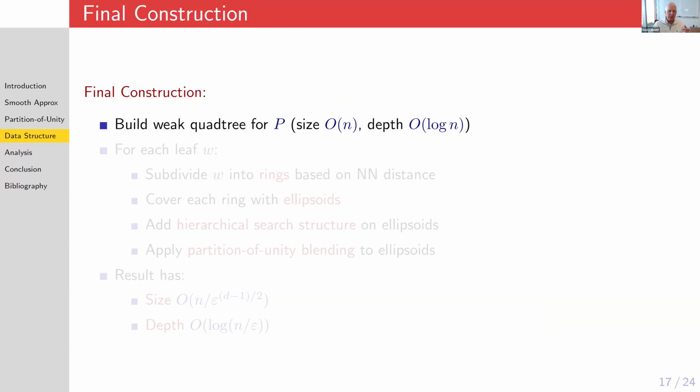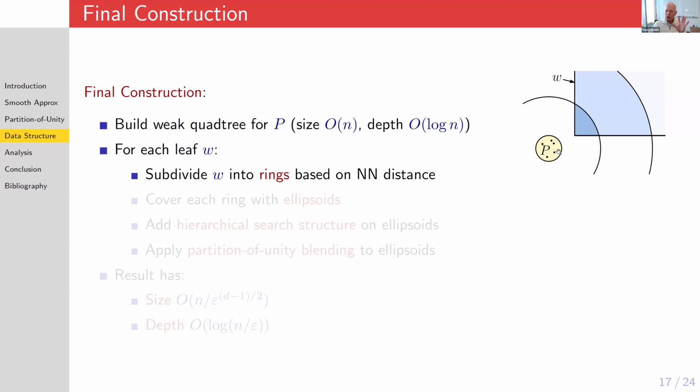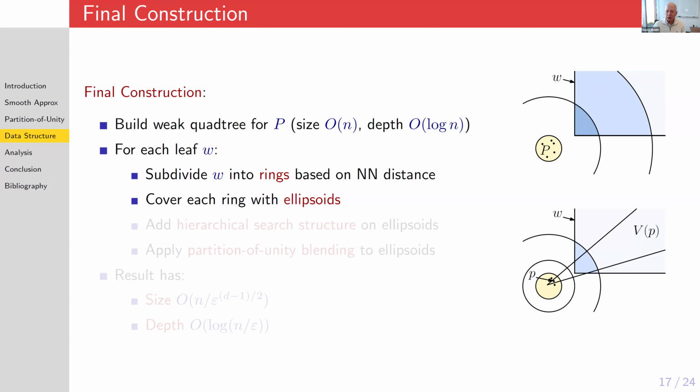You build this weak quadtree, and for every one of the cells in your quadtree, the most interesting case is when I have a big cell and a small little cluster of points. What you do is subdivide the quadtree into rings based upon distance. So we look at twice the distance, 3 times the distance, and so forth from this central cluster here. And then within each one of these little cells, we're at roughly the same distance from our nearest neighbor. We're going to build an ellipsoid decomposition for those. We go out to the next level.